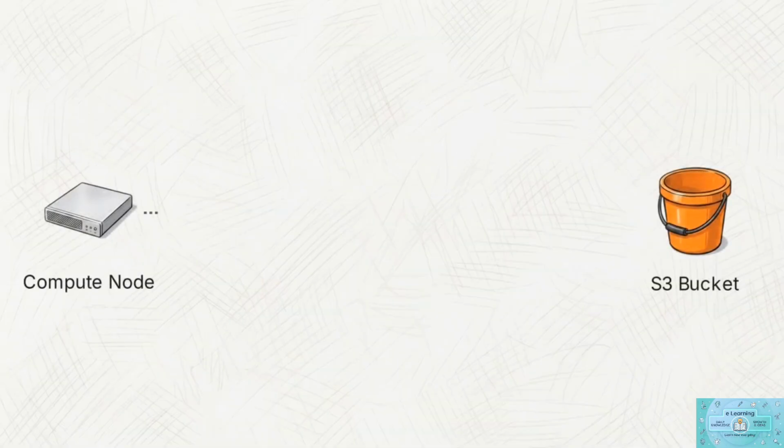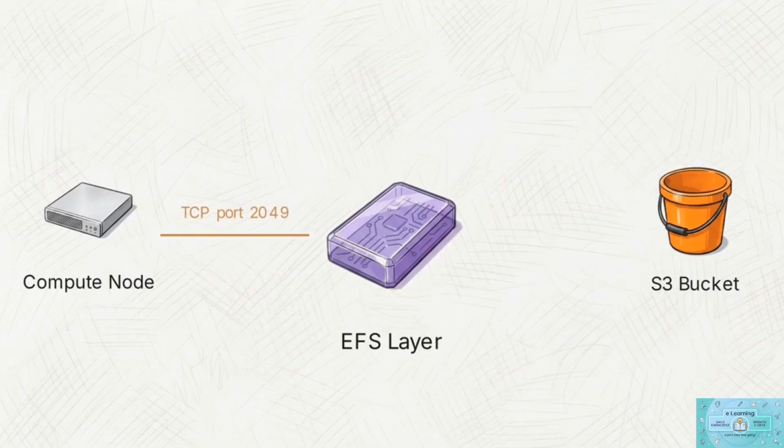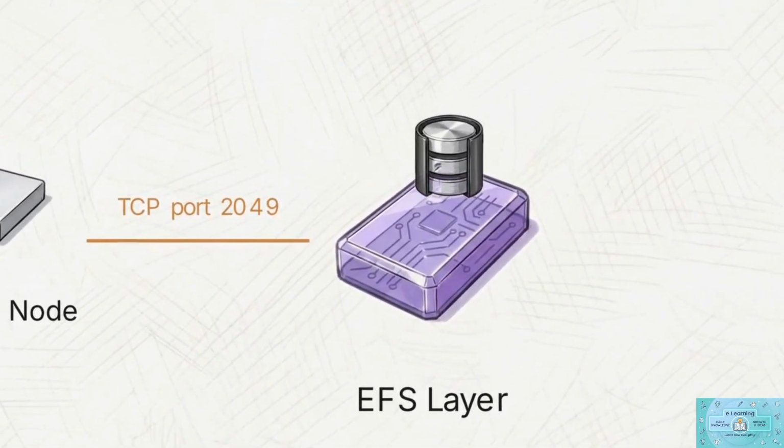This maps out the S3 Files architecture. It physically inserts an Elastic File System layer inside the virtual private cloud. The compute node no longer speaks HTTP to the object store. Instead, it maintains a network connection to the EFS layer over TCP port 2049.